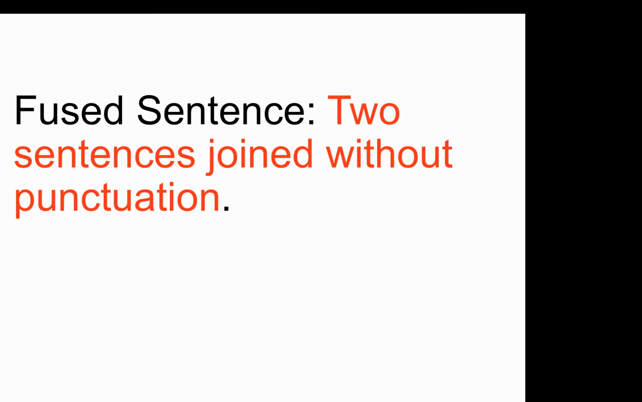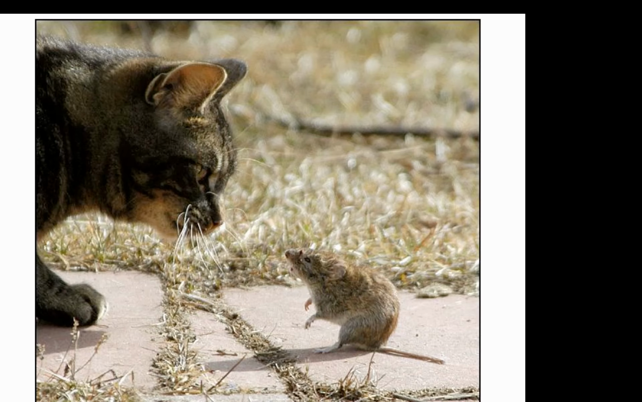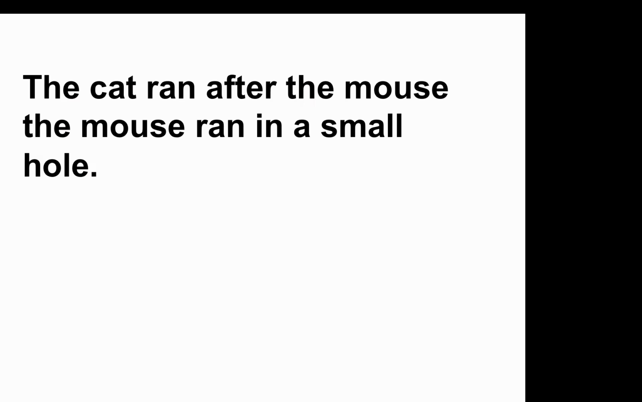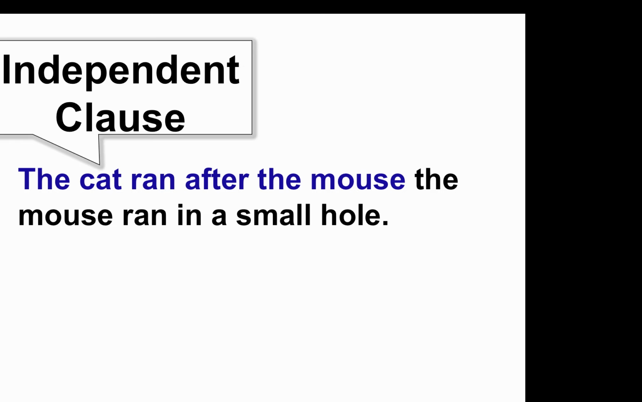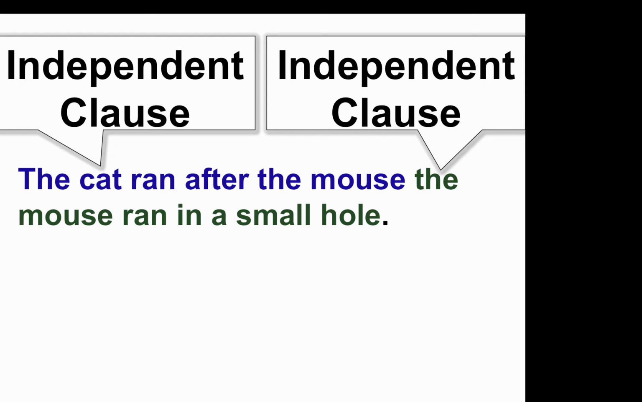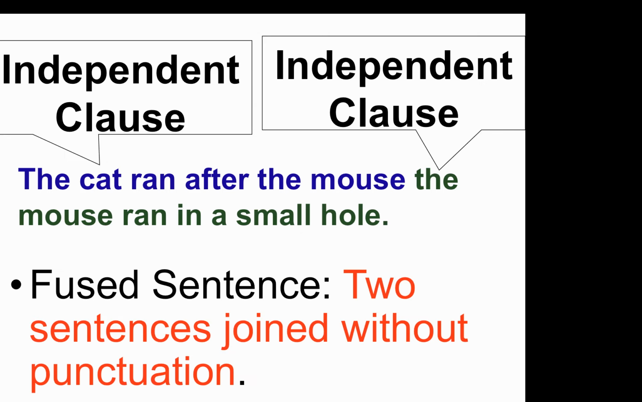A fused sentence is the first one we're going to talk about, and it is defined as two sentences joined without punctuation. To tell the story, we're going to talk about the cat and the mouse. We have: the cat ran after the mouse ran in a small hole. Here we have a fused sentence, because we have an independent clause, the cat ran after the mouse, and another independent clause, the mouse ran in a small hole, and there's no punctuation between the two. And that is what gives us a fused sentence. In other words, two sentences joined without punctuation.